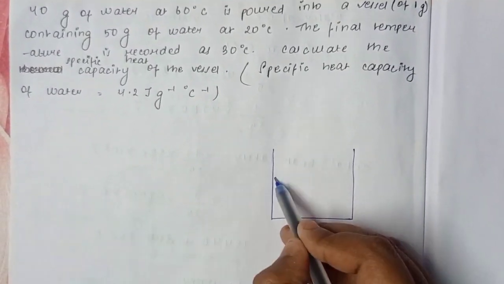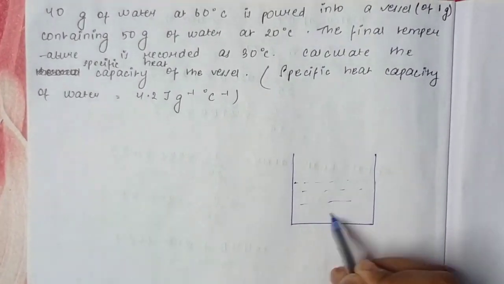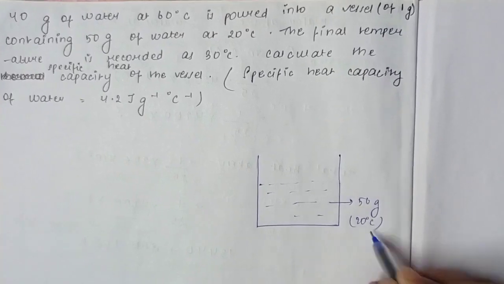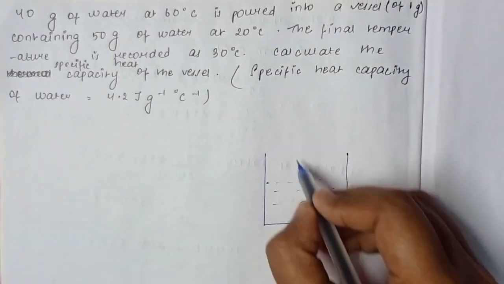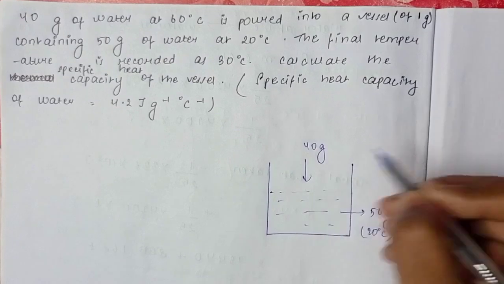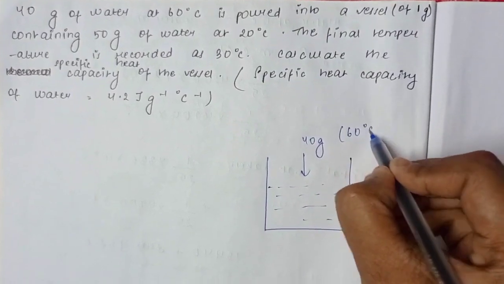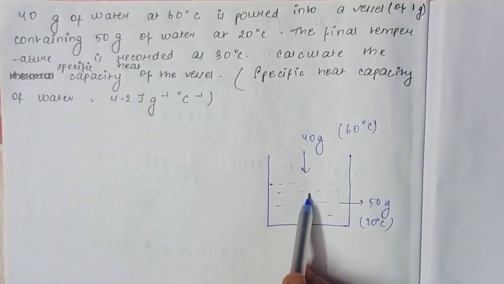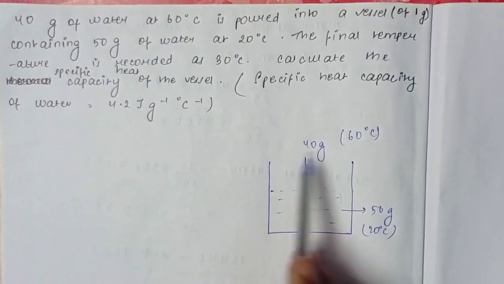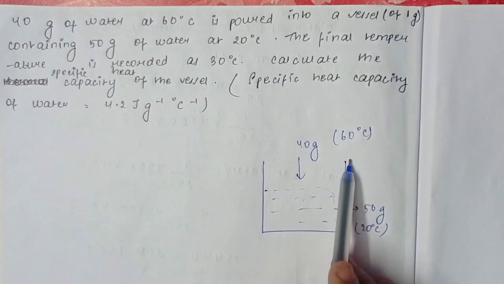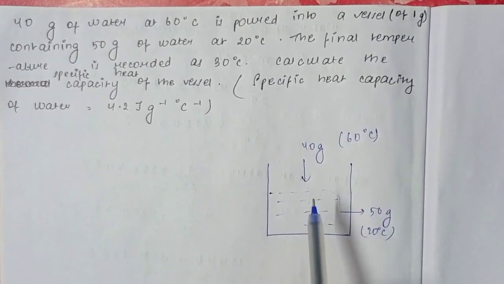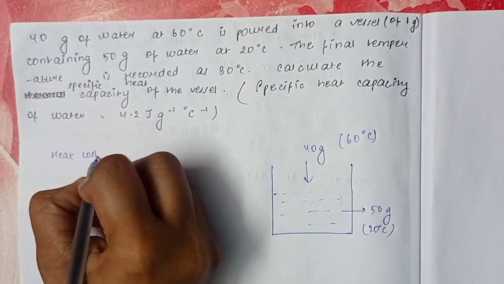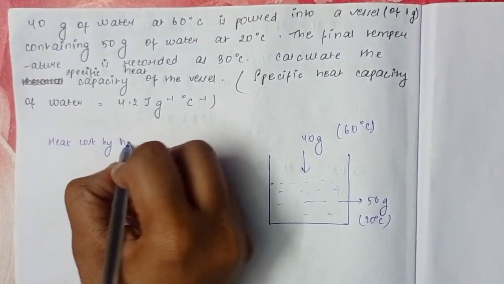Now in this vessel, we had 50 gram of water at 20 degrees Celsius. And in this water, we have poured 40 gram of water, but which was at a temperature of 60 degrees Celsius. That means we had cold water with us, but we have added hot water into it. So the hot water will lose heat, but this cold water and also this vessel will gain heat. So let's see. Heat lost by hot water.